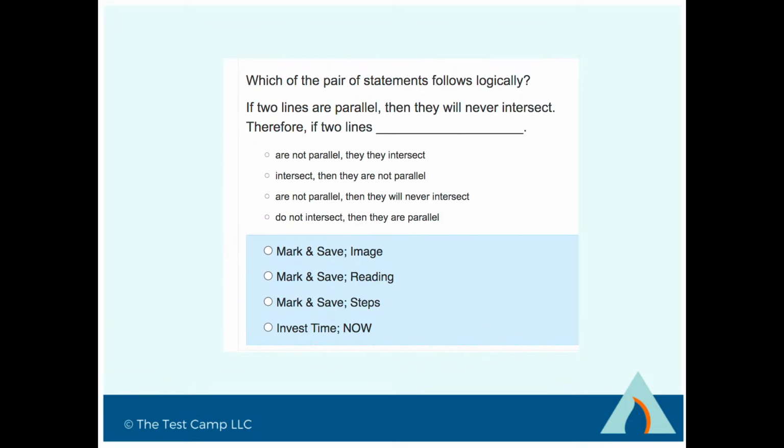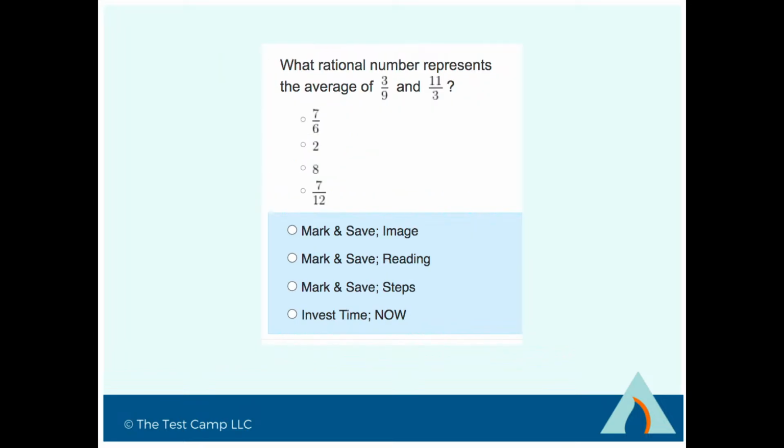This sample math question is very common. There is no image. However, there's a lot of reading in the answer set. So again, this is a question to mark and save. Here's another sample question. Is this a question to mark and save, or would you invest time now? No image provided or drawing required. Not more than 2 sentences to read. However, there are too many steps. Since numbers have to be manipulated to find the answer, this is a question to mark and save.